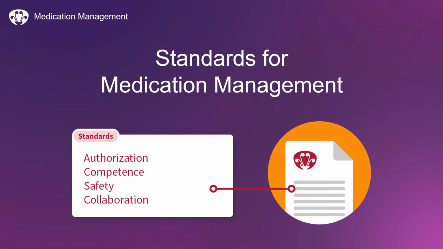There are 4 principles, also called standards, that outline the expectation regarding medication management: authorization, competence, safety, and collaboration. Although they are presented in a linear format, the medication management process is not linear. These principles are accompanied by indicators, which are developed to illustrate how each of the standards are to be met.